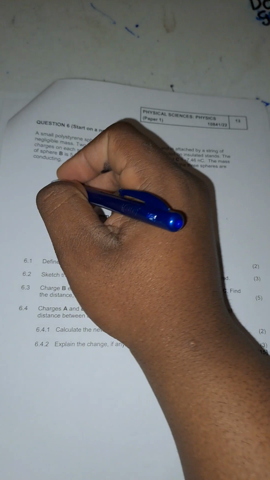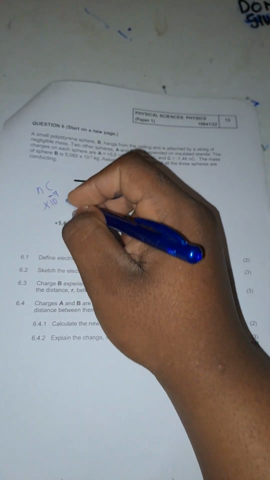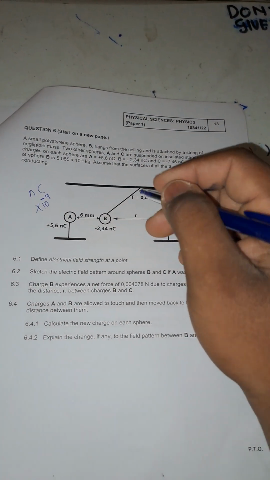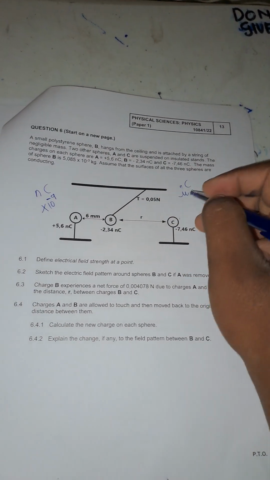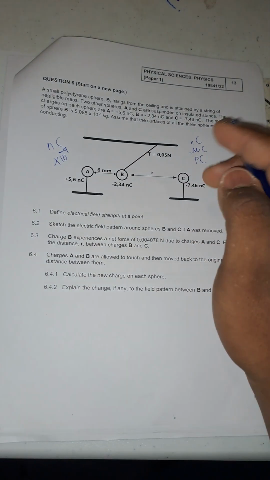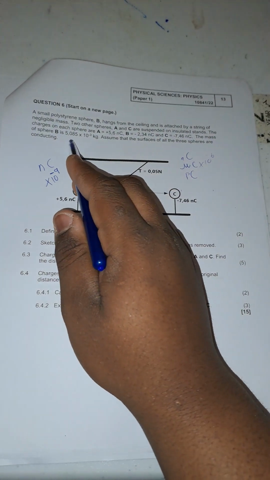So please note that nanocoulombs is times 10 to the power of -9. Since you're given this, if you don't know what that N stands for, you are doomed. It's charge. You have to know nC, even pC, you have to know everything, because they might give it like this and then you will have to know that this one is times 10 to the power of -6. And then the mass of sphere B is given, assume that the surface is smooth. So this is my diagram there.